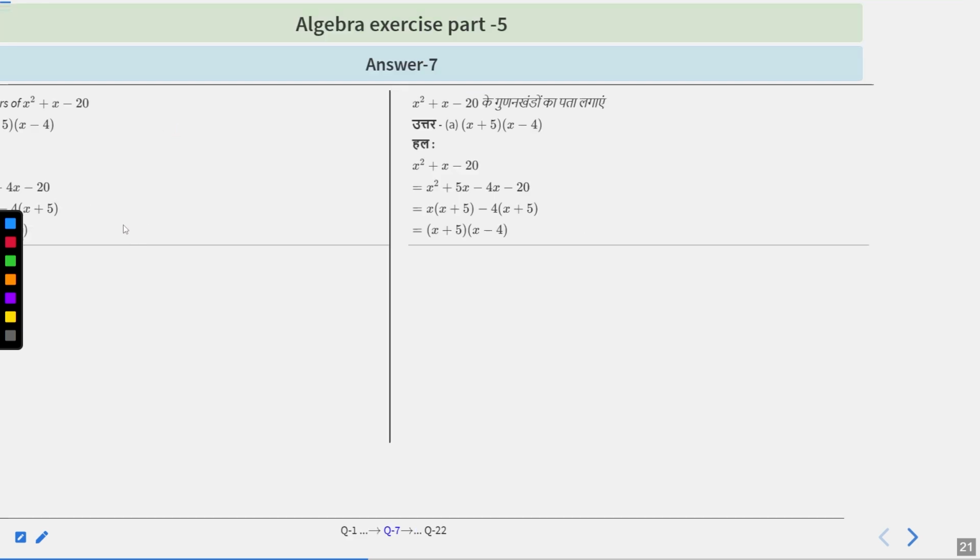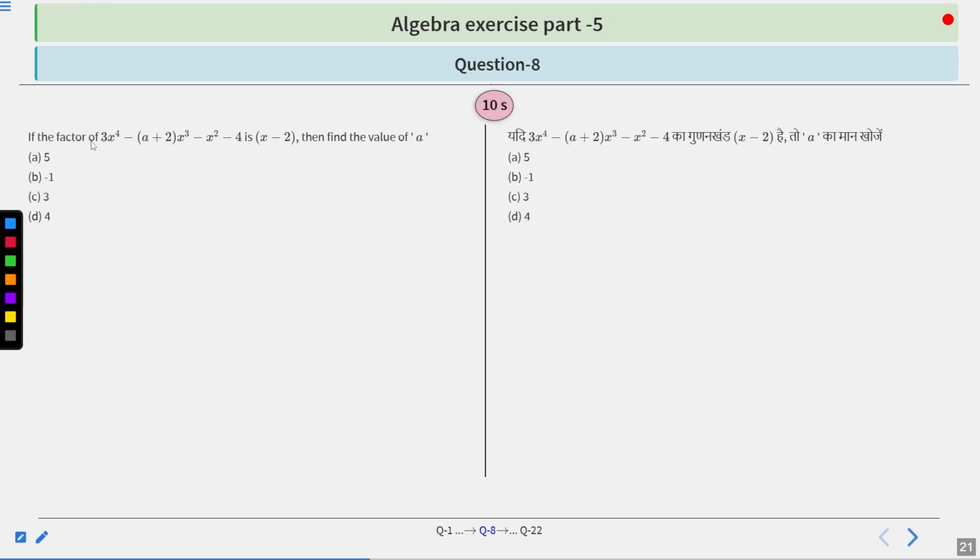Next, if a factor of 3x raised to power 4 minus (a plus 2) into x cube minus x square minus 4 is x minus 2, then find the value of a. And options are option A, 5, option B, minus 1, option C, 3, and option D, 4. These are the options.